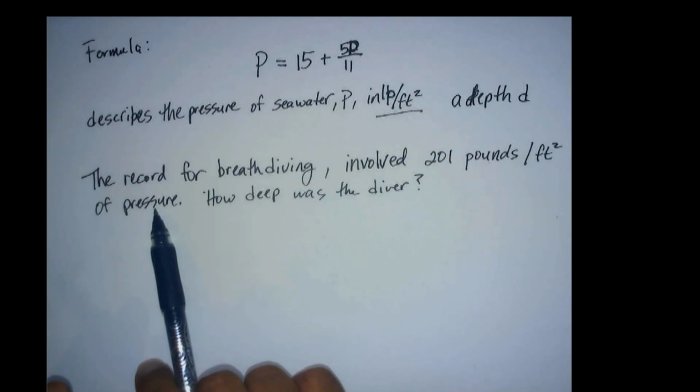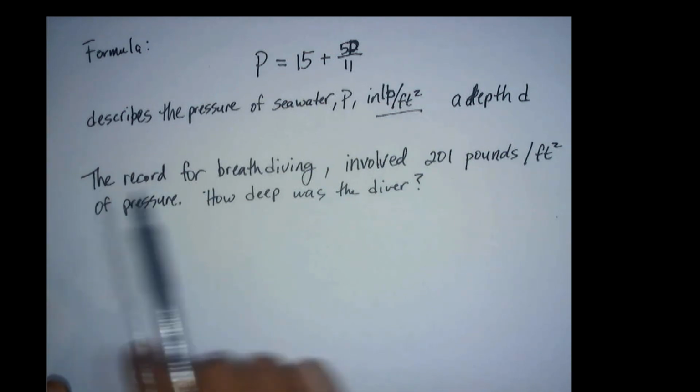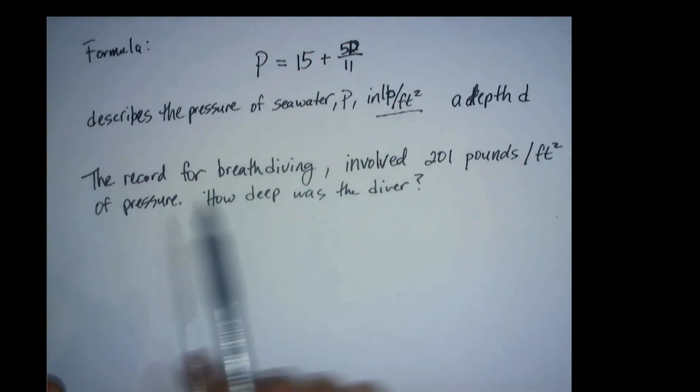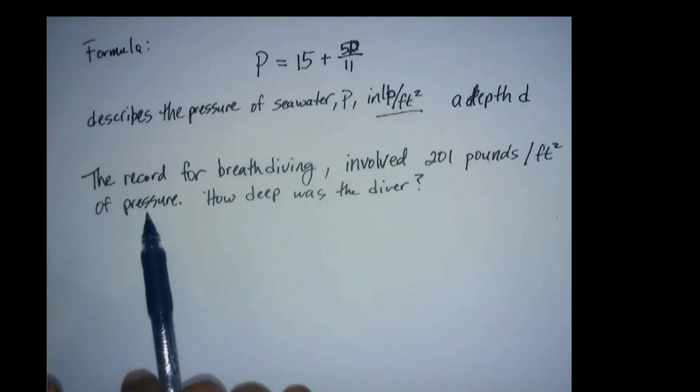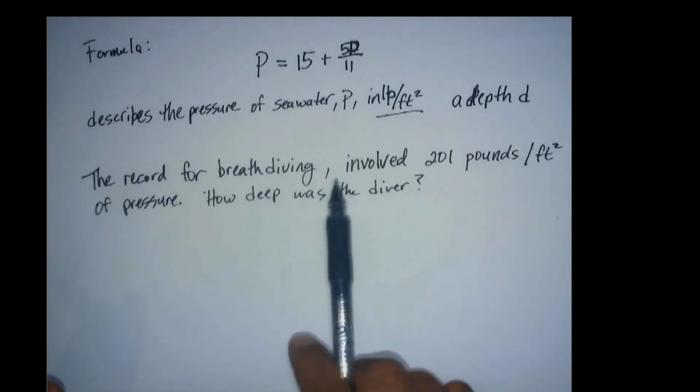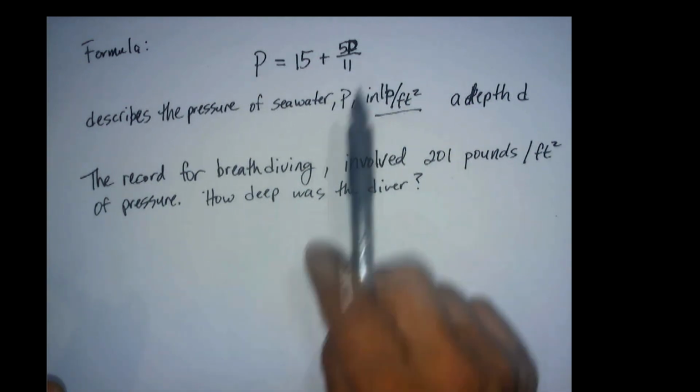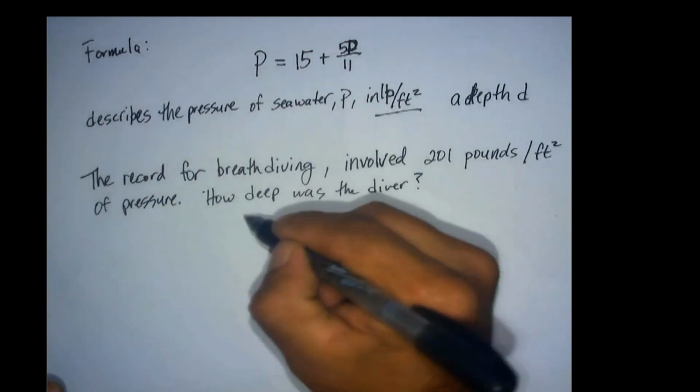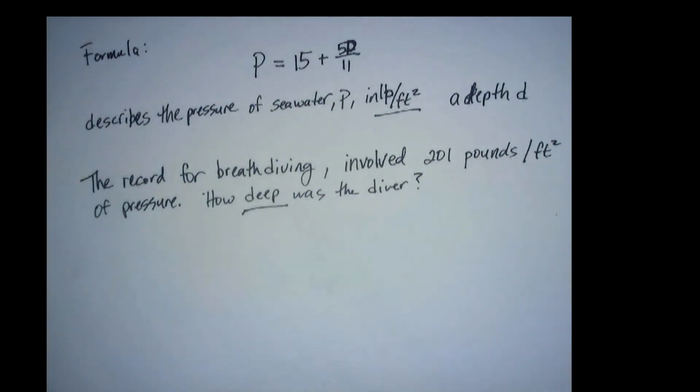No. Because we know the pressure. It involved 200 pounds of pressure. The record for breath diving. Oh, so we're putting it in for pressure. How deep was the diver? We're looking for how deep. Okay, I see. And what do you think that measurement's going to be in? How deep the diver is? It's in feet. Feet, yeah.